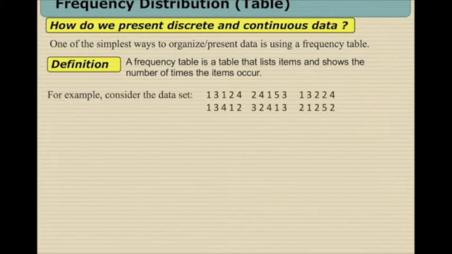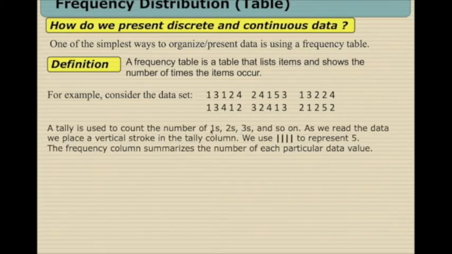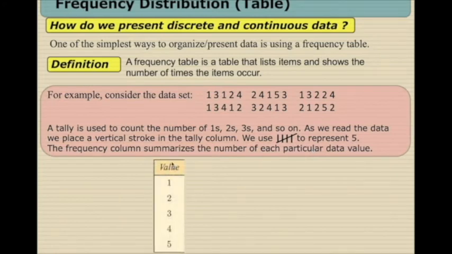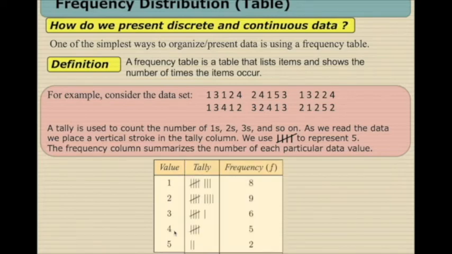For example, consider this data set. What we usually do, we will count how many number ones, how many number twos, how many number threes, and so on, using the stick here, right? And when it gets to 5, we cross it like so. This is very common. And we'll list all of the items, and we tally them, and the total tally is equal to the frequency.